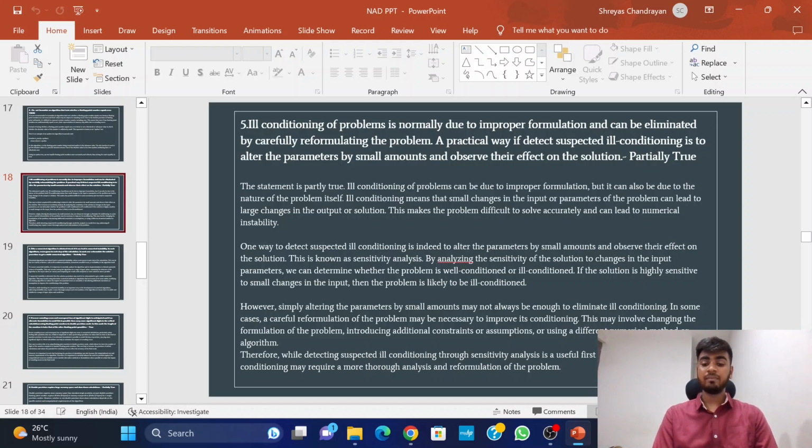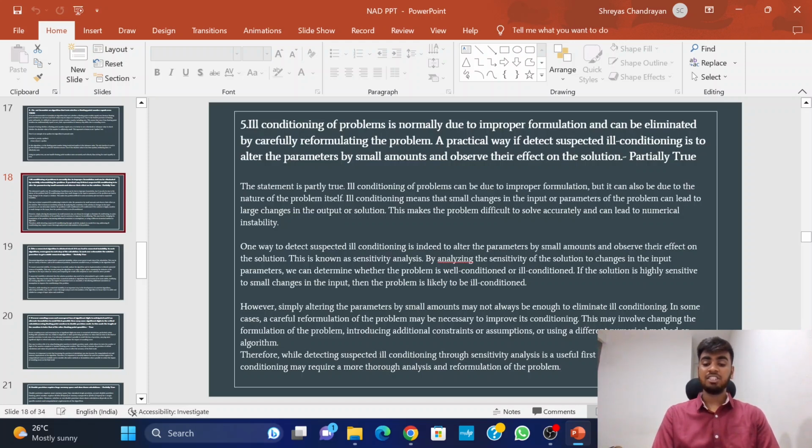By analyzing the sensitivity of the solution to changes in the input parameters, we can determine whether the problem is well conditioned or ill conditioned. If the solution is highly sensitive to small changes in the input, then the problem is likely to be ill conditioned. However, simply altering the parameters by a small amount may not always be enough to eliminate ill conditioning in some cases. A careful reformulation of the problem may be necessary to improve its conditioning.